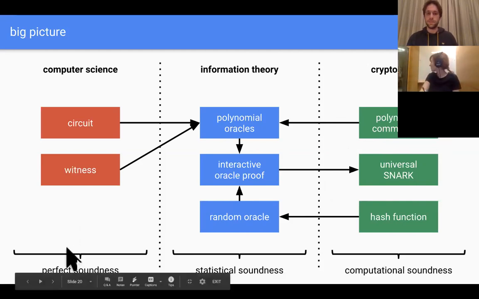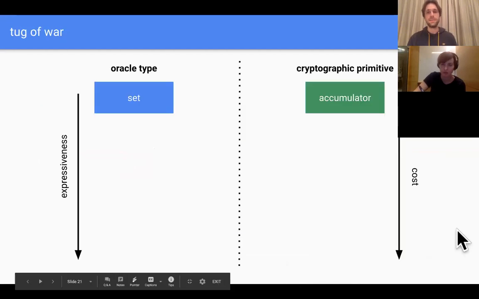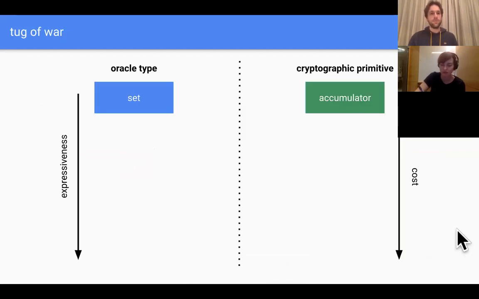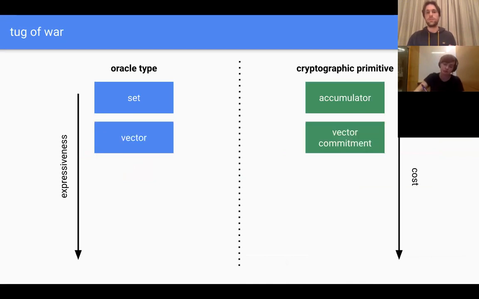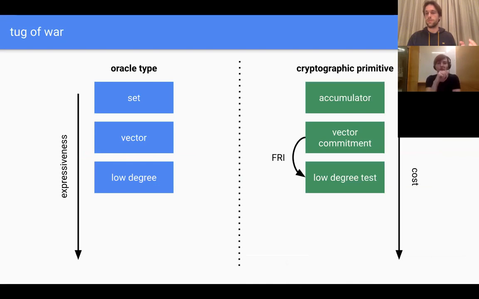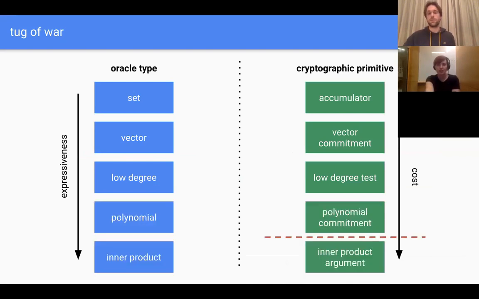There are different flavors of soundness. We go from perfect soundness to statistical soundness, and then computational soundness. And if we look at the different oracle types that you can instantiate, which are alternatives to polynomial oracles, you can think of set oracles, vector oracles, low degree test oracles, or even inner product oracles. There's a hierarchy because they have different power and they're related to each other locally.